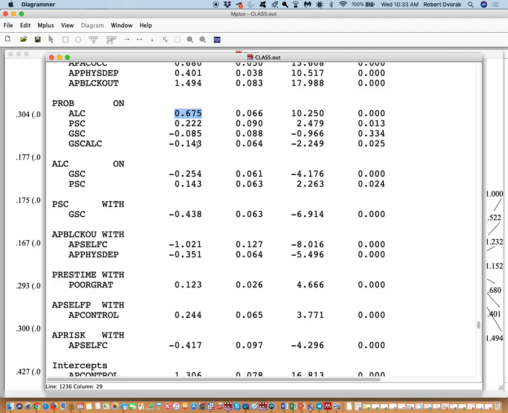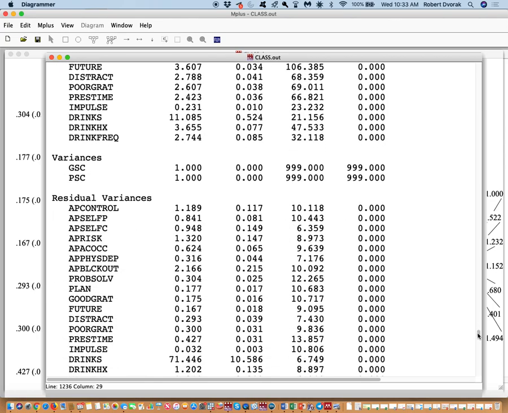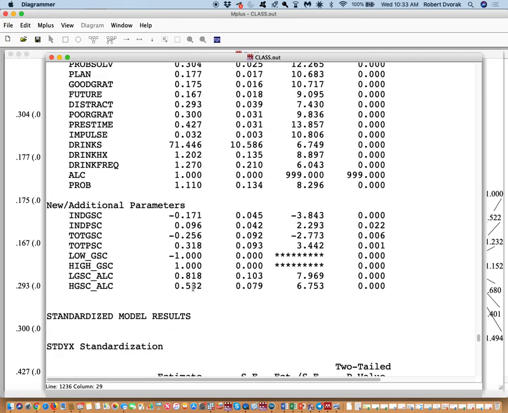If good self-control serves as a protective factor, that means at high good self-control, this relationship should be what? It should be less, right? And in fact, it should be less by roughly this amount. So if we scroll down here, at high good self-control, is it less? Yep.